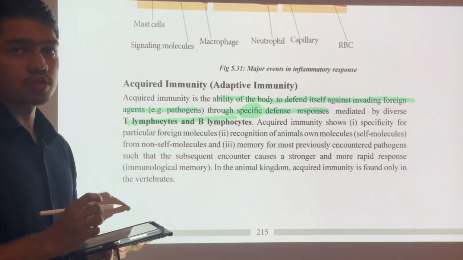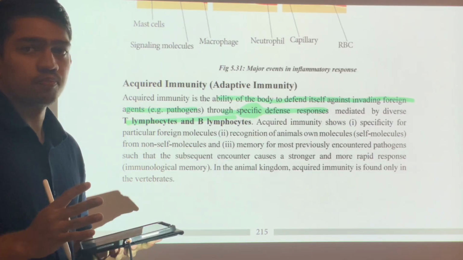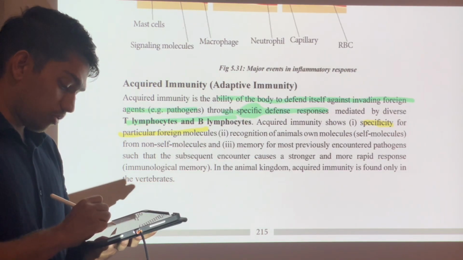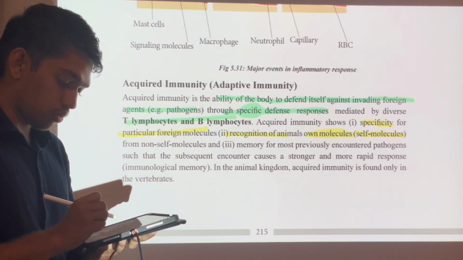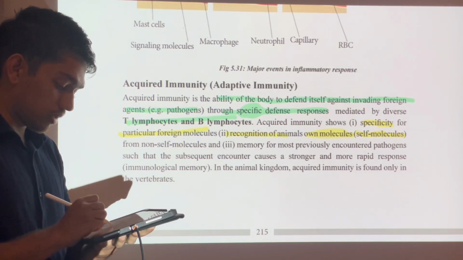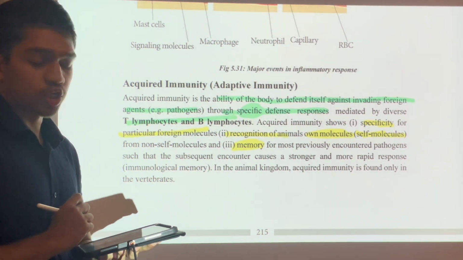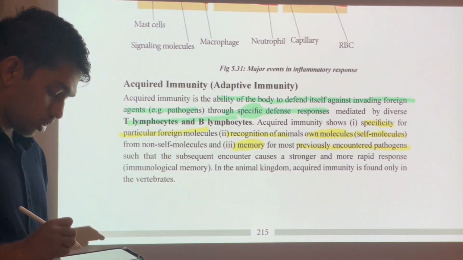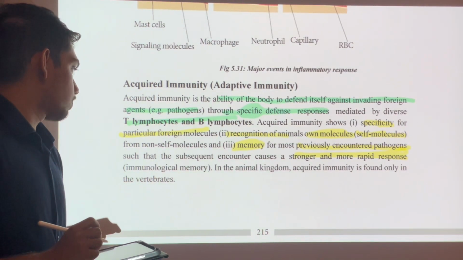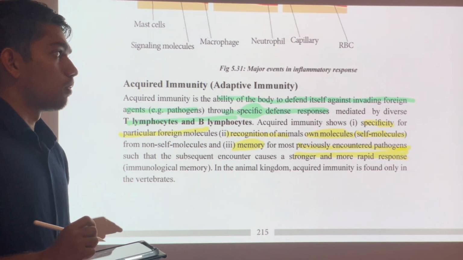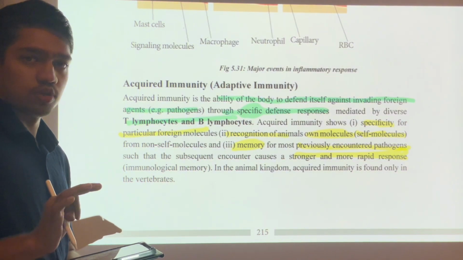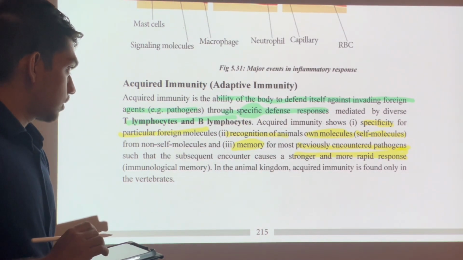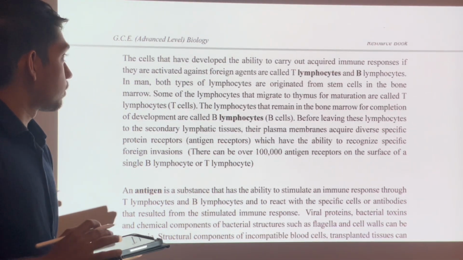Then there are three features of acquired immunity that are very, very important to remember. Specificity for particular foreign molecules, then recognition of own molecules, known as self molecules, from non-self, and the third thing, memory: immunological memory for previously encountered pathogens, such that a subsequent encounter causes a stronger and more rapid response. So we know innate immunity is found in both vertebrates and invertebrates, but acquired or specific immunity is found only in vertebrates. So let's go through the resource before going to some diagrams.